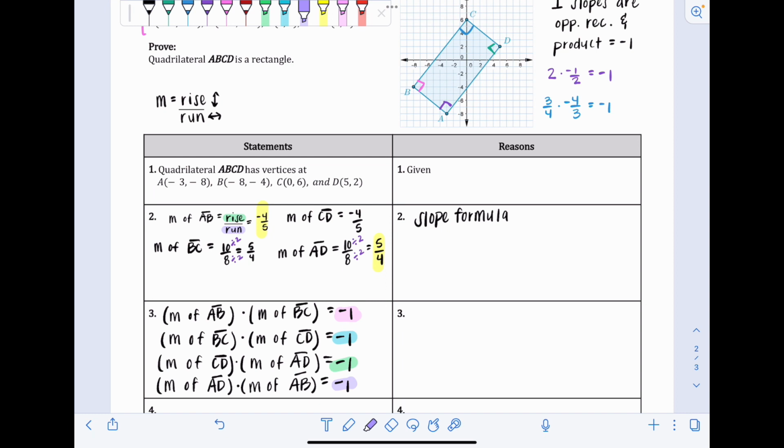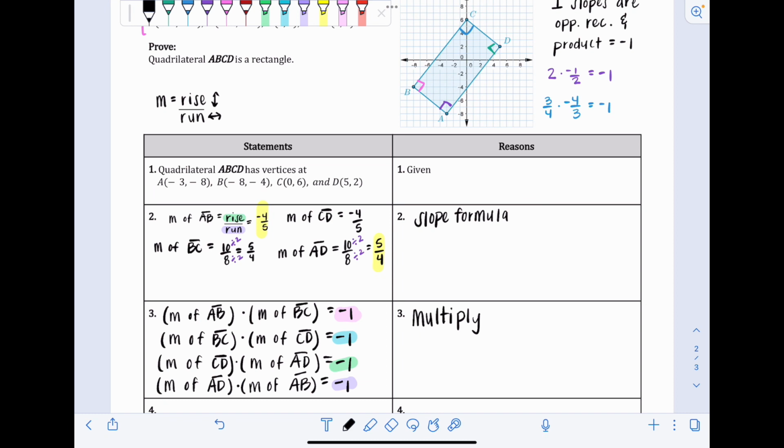So all we did for 3 is we're building up to being able to say that they're perpendicular. All we did for 3 is multiply those, so we're not going to get crazy with the reason. We're just going to say multiply. You can say multiply or multiplication. All we did was multiply the slopes, and those products happen to have an answer of -1. That helps us prove that the segments are perpendicular.